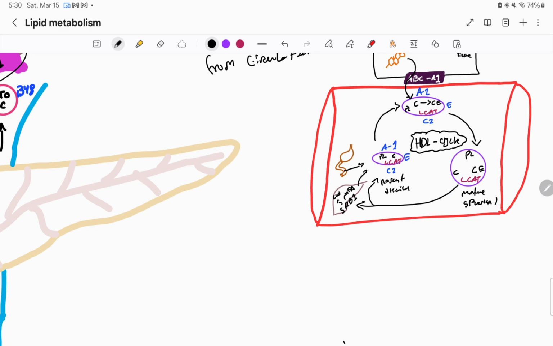So what is its life cycle? Well, the HDL molecule, guys, has a lifespan of 2 days. I know, it's shocking. In those 2 days, each particle of HDL does about 7 cycles. So this guy will do 7 cycles before he comes to the liver and then gets degraded.